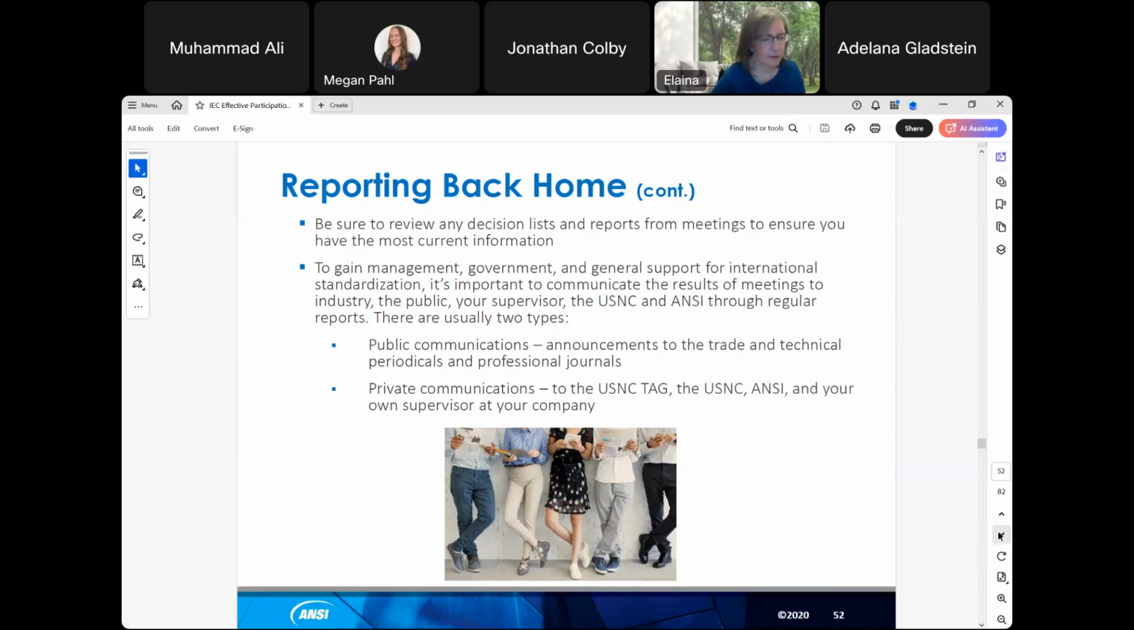If you review any of these lists, you want to look at any of the international standardization things, communicate the results of the meetings to the industry and the public, the USNC and ANSI through regular reports. These are two types. So sometimes there'll be public communications and announcements to the trade and technical periodicals and professional journals, but also there might be private communications within the TAG or the USNC and your own supervisor at your company. But just make sure that you've attended this meeting, you've been supported to attend this meeting, make sure that you report back when you get home. Next, please.